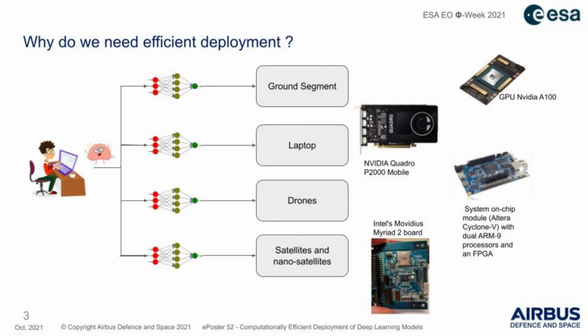Why do we need efficient deployment? The challenge is to design a deep neural network without knowing the platform on which it will be executed. However, nowadays, the main solution is to design and train a network for each use case. For example, for a platform with high computational resources as ground segment, we will design and train a big network. For small computational resources as satellite and nanosatellite, we will design and train again a small network. However, this method is expensive in terms of engineering work and energy consumption.